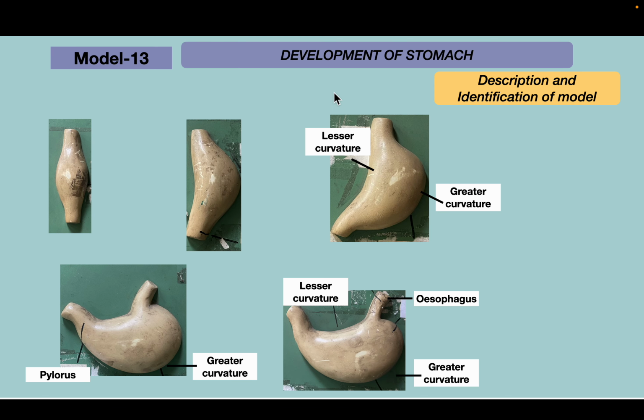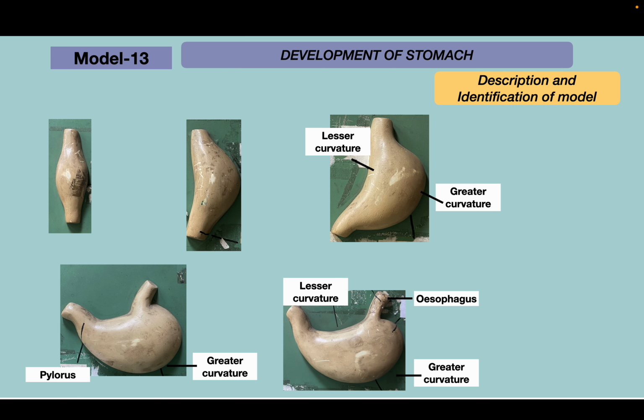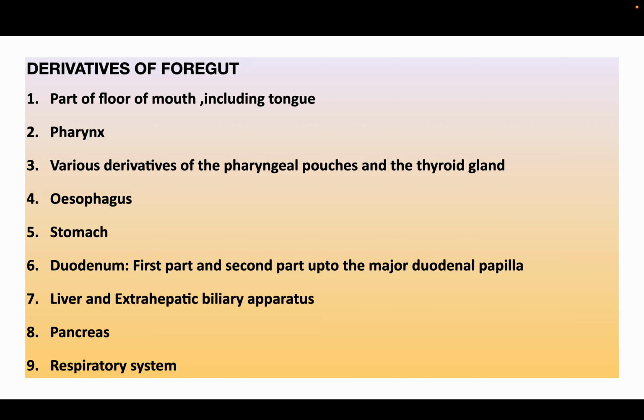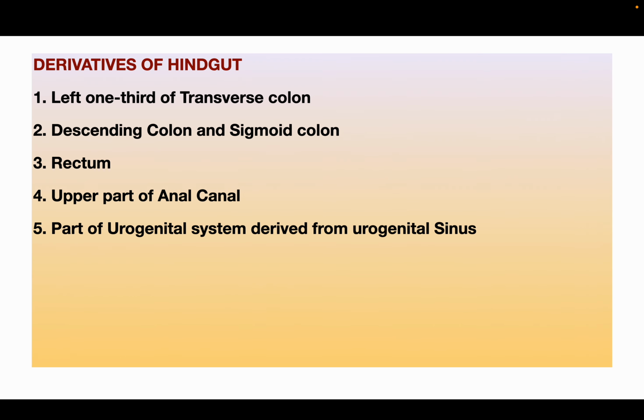Coming to the next model showing the development of the stomach, you can see the tubular form, then relative growth of the left border, then lesser curvature and greater curvature is formed. Pylorus is now visible in this. Then this is the fully developed stomach showing the greater curvature, lesser curvature, pylorus, and esophagus is continuing at this portion, that is cardiac end of the stomach. Now keeping in mind this model, you should know the different derivatives of the foregut, that is very important. So midgut derivatives can be asked, then hindgut derivatives can be asked.